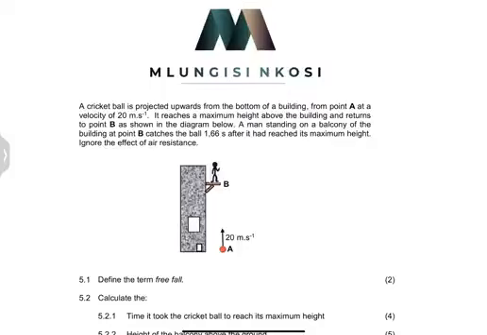Right, so we're looking at vertical projectile motion. I took this from the Gauteng prelim, I believe, 2022. Right, let's get right into it. It says a cricket ball is projected upwards from the bottom of a building from point A.